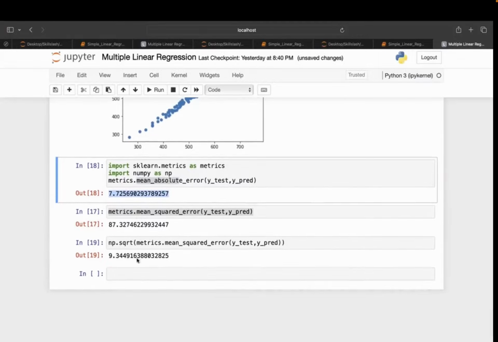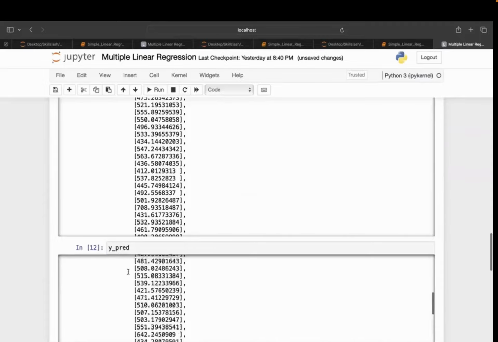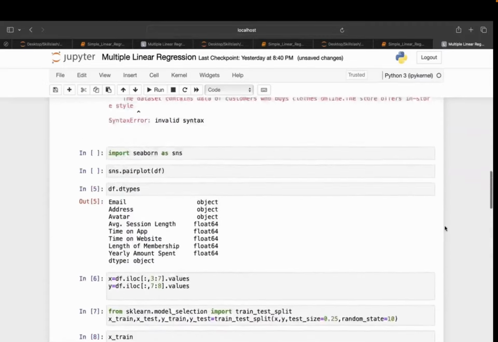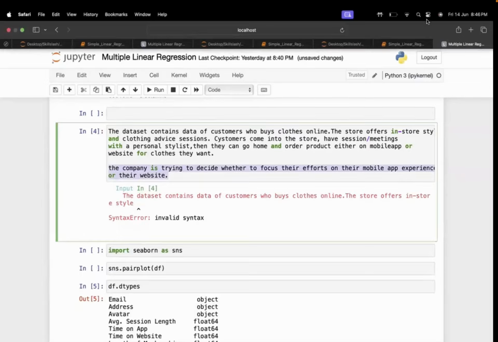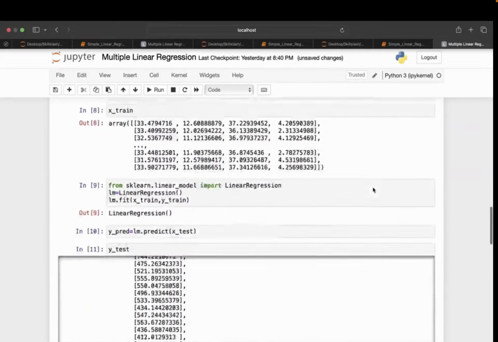This thing we have done till here. Now it's time to answer the business question. So what was the business question? If I scroll this up a bit, you will see that our sole motive is that the company is trying to decide whether to focus their efforts on the mobile application experience or their website.